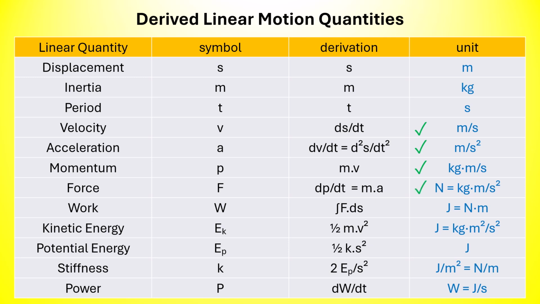Work is accumulation of force with respect to displacement. Its unit is Newton meter, which is also called joule. Joule is also the unit for energy. Kinetic energy is the energy of an object due to its motion. Its unit is joule. Potential energy is the energy of an object due to its position. Its unit is also joule. Stiffness determines the work involved in the process of displacement, as described by the formula of potential energy. Its unit is joule per meter squared. Power is the amount of energy transferred or converted per unit time. The unit of power is the watt, or joule per second.